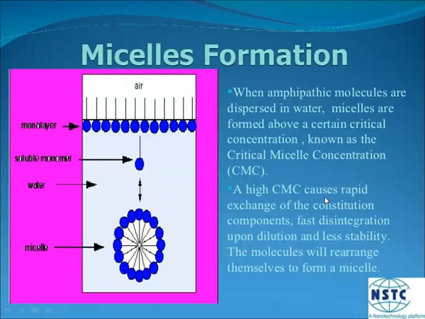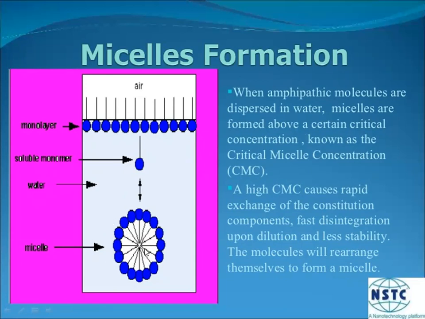After that, micelle formation. If you are able to see, there is one diagram which shows how a micelle is going to form. This one is one micelle, in which this is your head, which is hydrophilic, and the tail is hydrophobic. Okay, when amphipathic molecules are dispersed in water, micelles are formed above a certain critical concentration known as the CMC. After that, a high CMC causes rapid exchange of constituent components, fast disintegration upon dilution, and less stability.